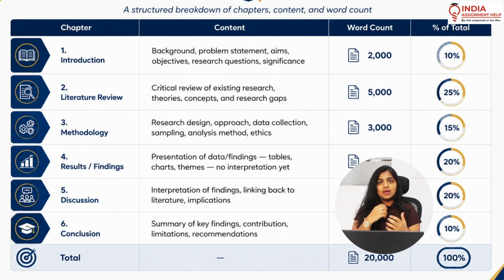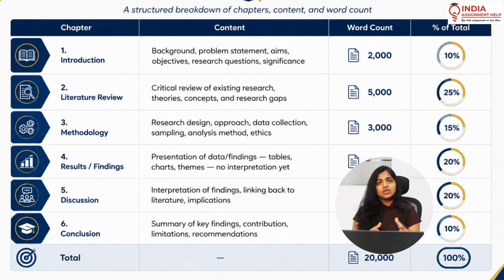Next, coming to the third chapter, which is methodology. In this chapter, we will write approximately 3,000 words. Chapter number 4, results and findings, we will write 4,000 words. I will tell you in detail why it is more than the methodology. Now coming to the next chapter, which is discussion. In discussion, we would write 4,000 words again, and the conclusion, just like the introduction, 10% of the total word count, which is 2,000 words. So when you total up, this will come to 20,000 words.